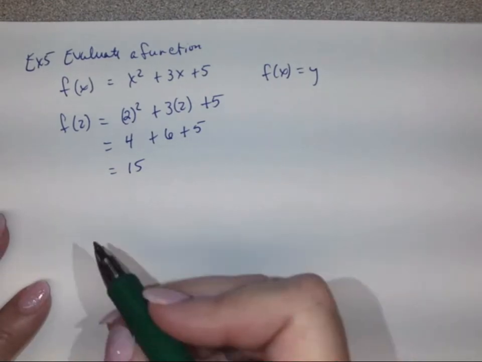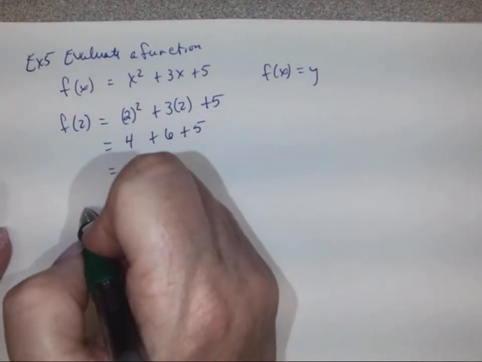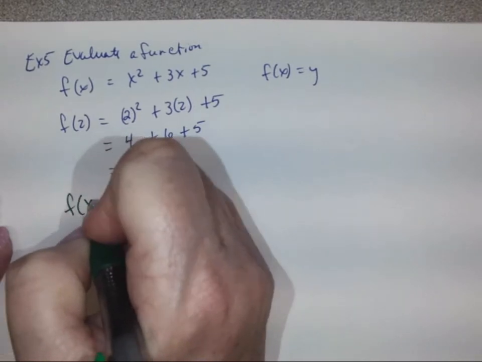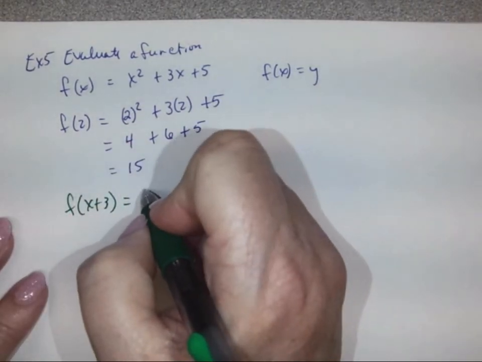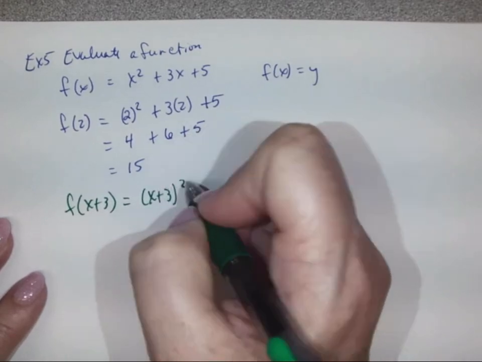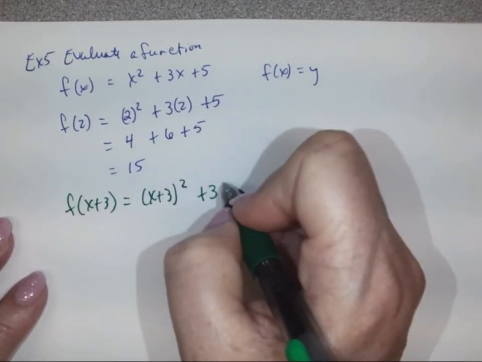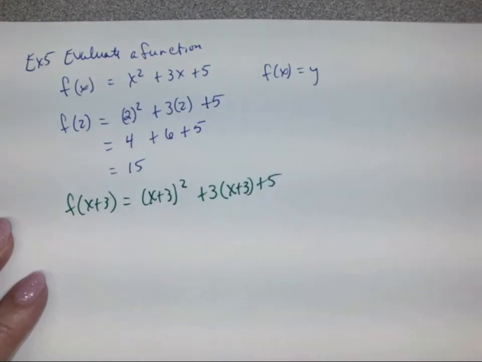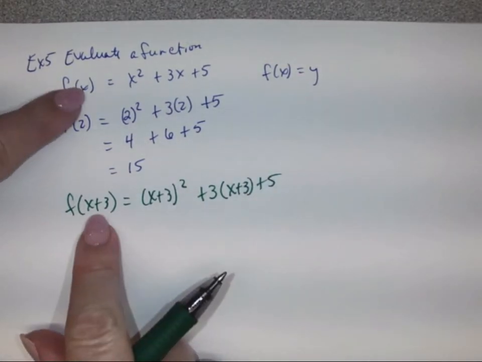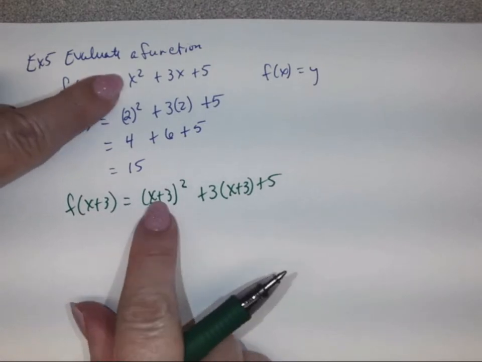All right, let's look at another one. Using our same function, we're going to do f at x plus 3. So that means we have x plus 3 squared plus 3 times x plus 3 plus 5. So every place that x was, it now became x plus 3.